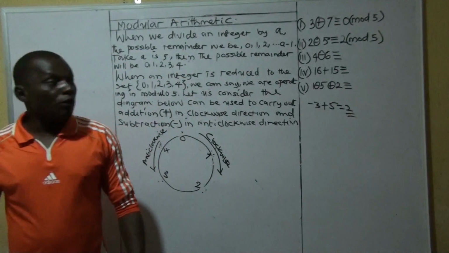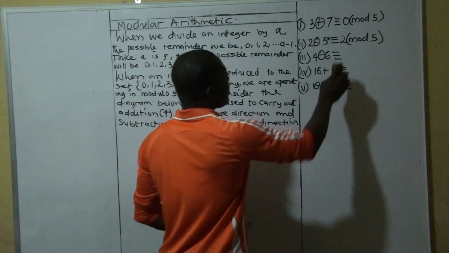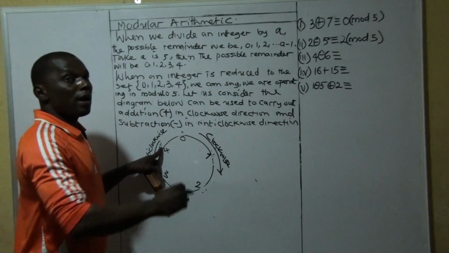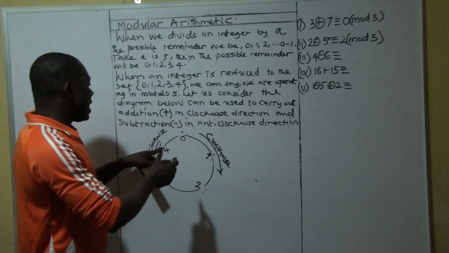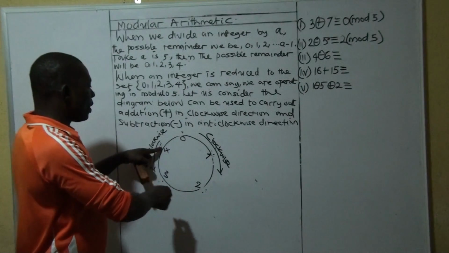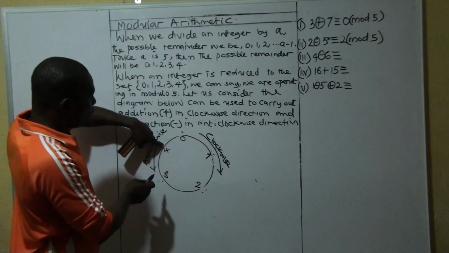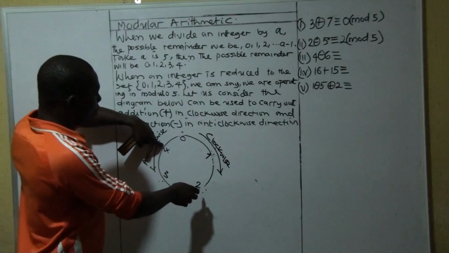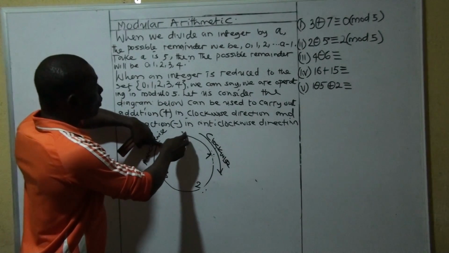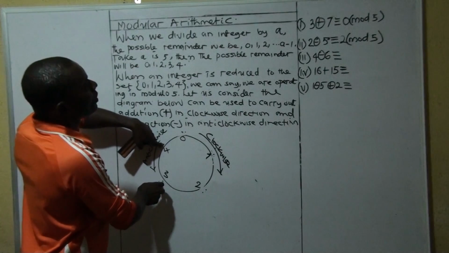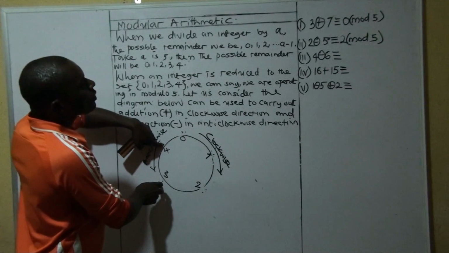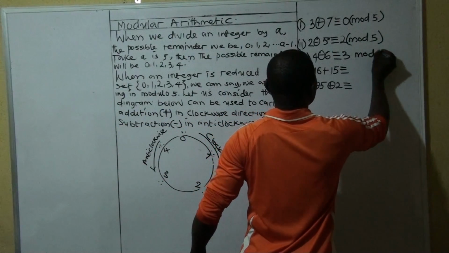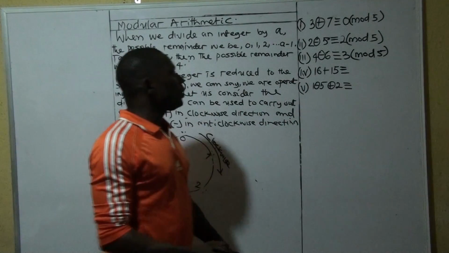Okay, let's look at 4 minus 6 in modulo 5. We start at 4, and then we are going to count in the anti-clockwise direction. So we stand here at 4, and this is clockwise, so we count anti-clockwise 6 steps: 1, 2, 3, 4, 5, 6. Our answer will be 3 modulo 5.